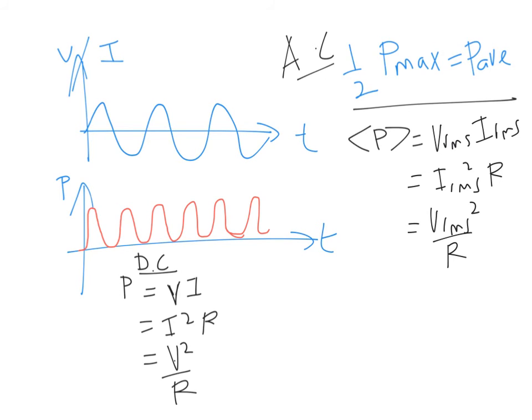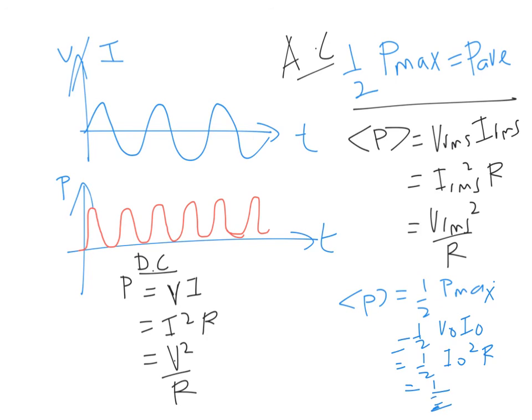Or if you remember, we said that your average is half of your maximum power. So that means you can also come up with another formula, which is half of the maximum power. So the average power will be equal to half V naught I naught, or half I naught squared R, or half V naught squared over R. Alright, so don't forget, you can either use RMS or use peak. If you use peak, then you must put the half in front. So this is to find the average power for a sinusoidal AC.